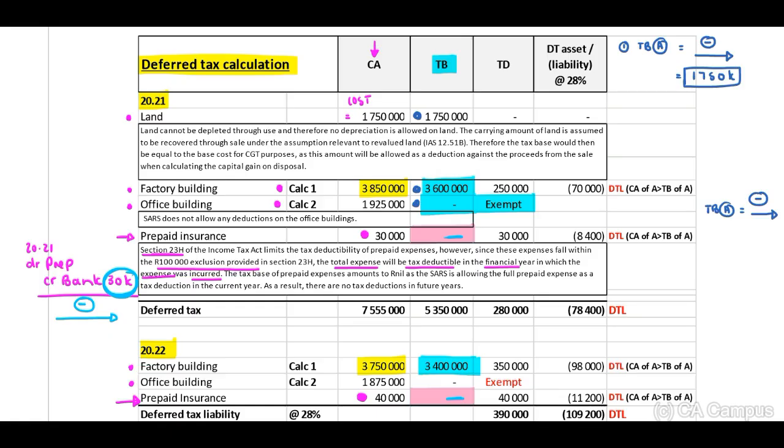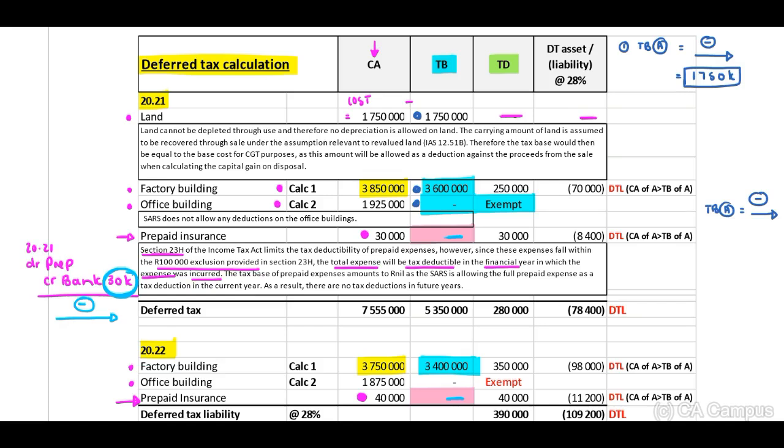Okay. Now, next step, our temporary difference. Remember, either a taxable or a deductible temporary difference. Now, land. Temporary difference is 0. Carrying amount minus tax base, and this is 0. Therefore, our deferred tax asset liability will be 0.